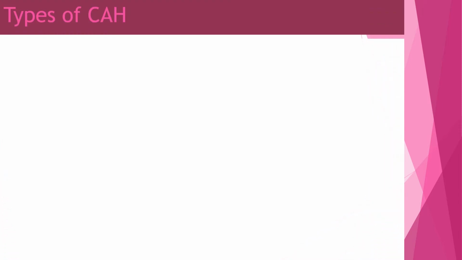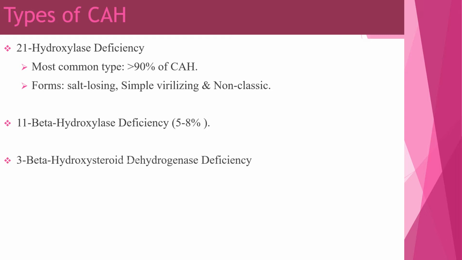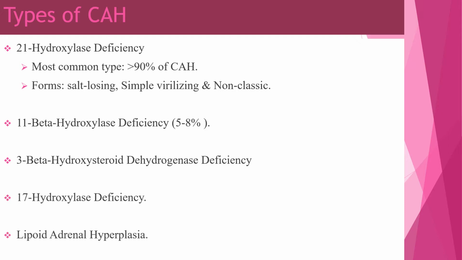When we see different types of congenital adrenal hyperplasia, the most common type is 21 hydroxylase deficiency, which is responsible for more than 90% of congenital adrenal hyperplasia. It is classified into salt-losing, simple virilizing, and non-classic type. The other is 11-beta hydroxylase deficiency. The other is 3-beta hydroxysteroid dehydrogenase deficiency, and the other is 17 hydroxylase deficiency. There is also lipoid adrenal hyperplasia, which accounts for less than 1% of congenital adrenal hyperplasia.